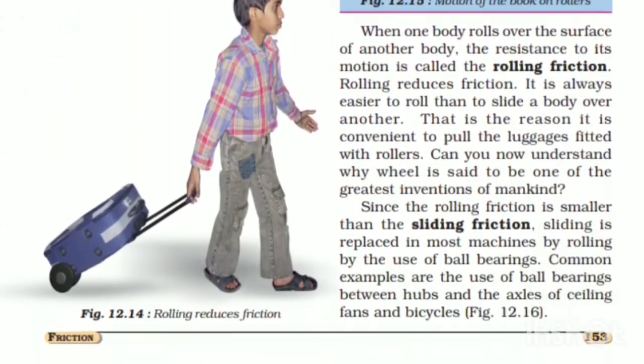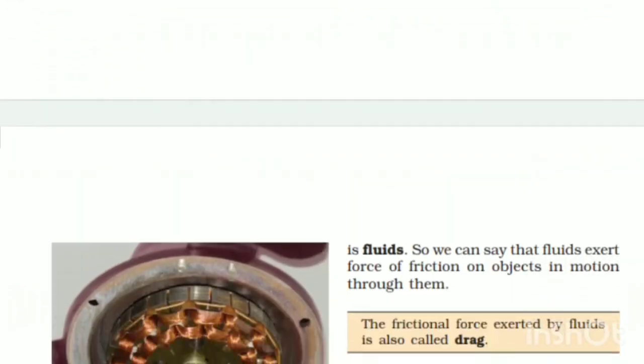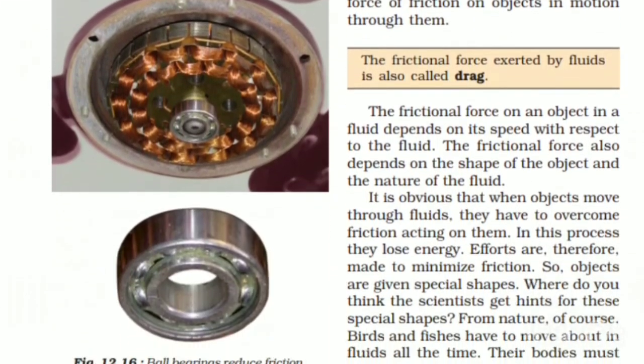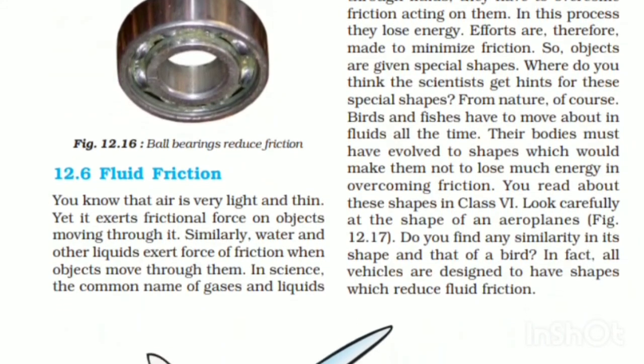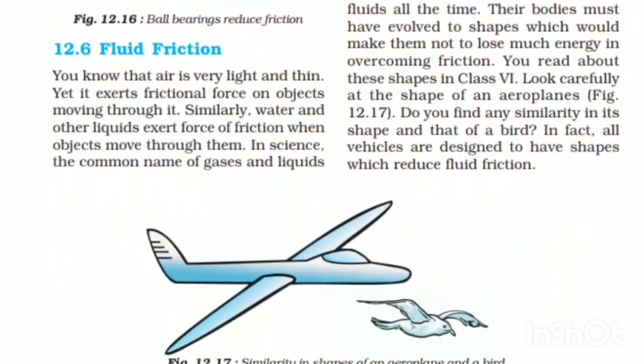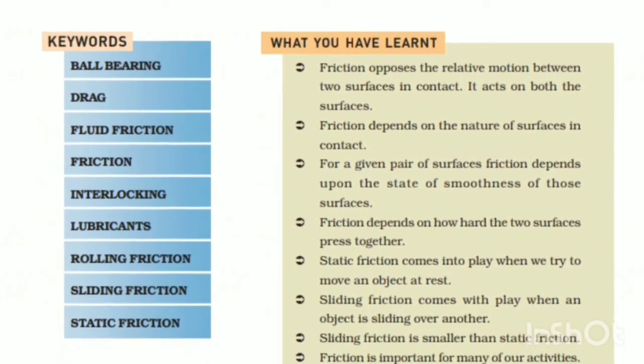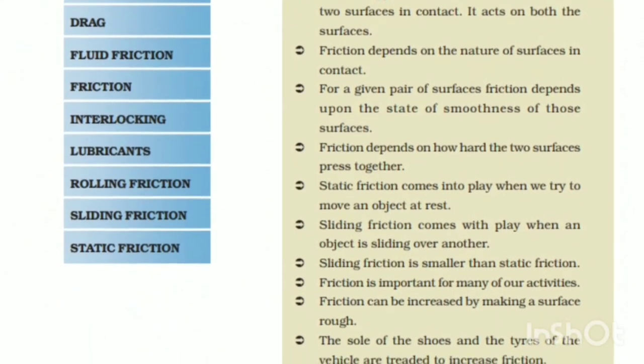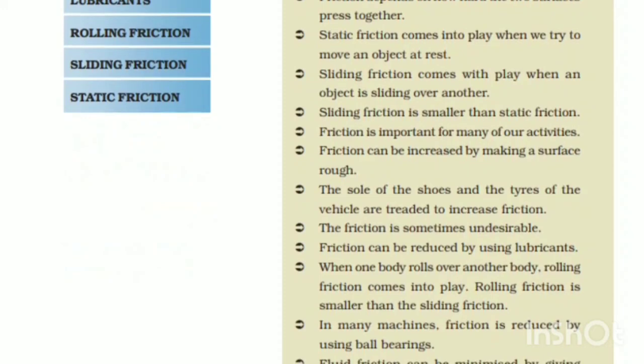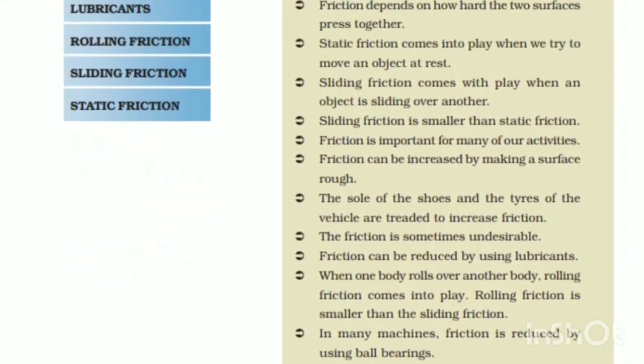Here they have explained rolling friction, sliding friction, fluid friction, etc. You can see the picture of a ball bearing also. It has a sharp and smooth surface. Now go through this part of your book very carefully for a briefing of the chapter.